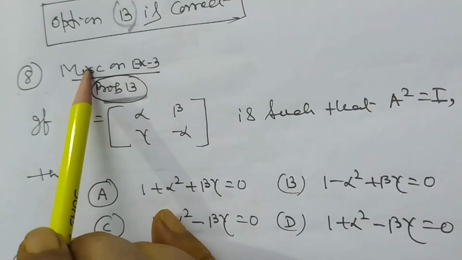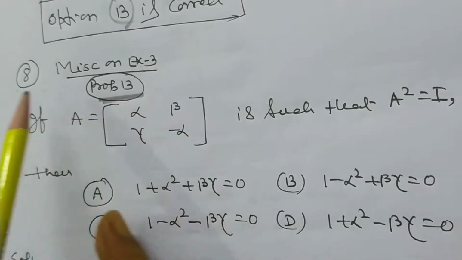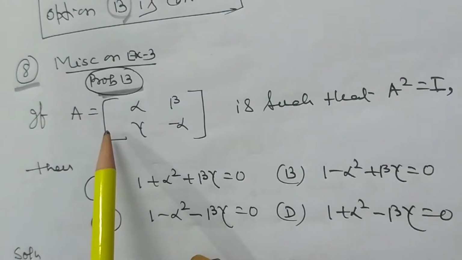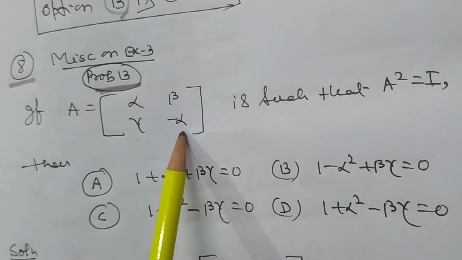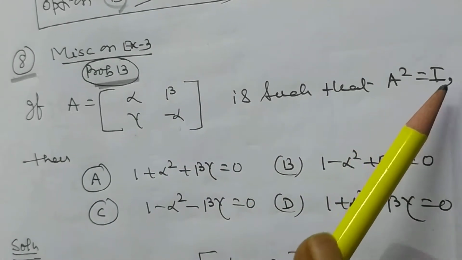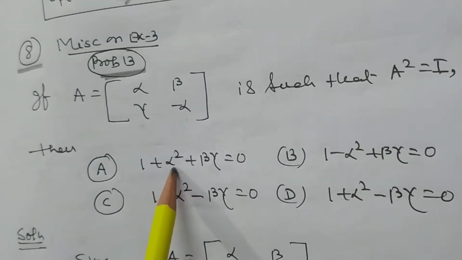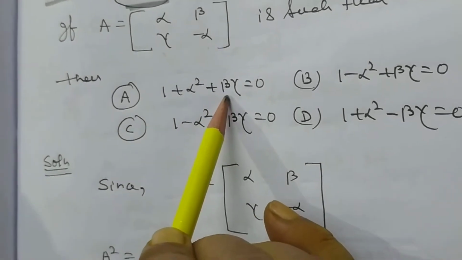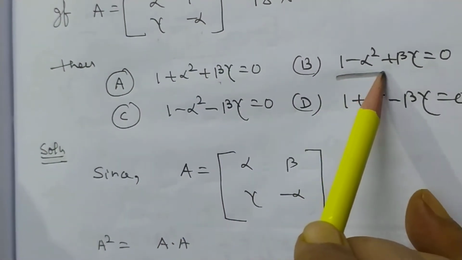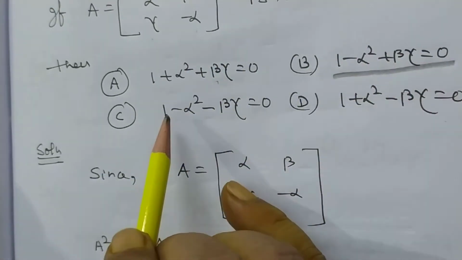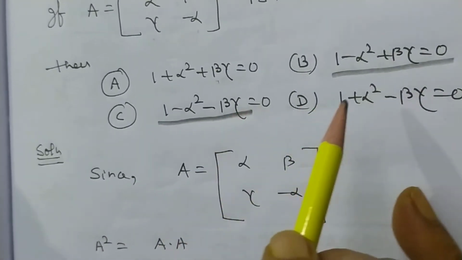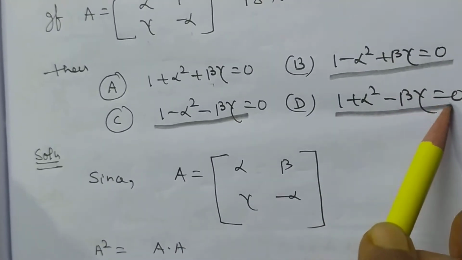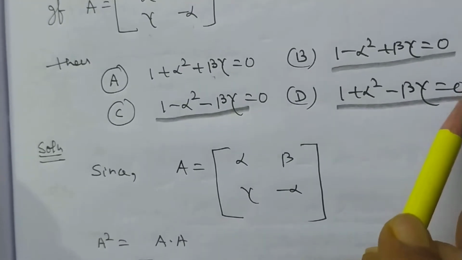Now my dear students, the miscellaneous exercise on matrices, chapter 3, problem number 13, and this is problem number 8. If A is equal to [alpha, beta; gamma, minus alpha] is such that A square is equal to I, then 1 plus alpha square plus beta gamma is equal to 0, 1 minus alpha square plus beta gamma is equal to 0, 1 minus alpha square minus beta gamma is equal to 0, or 1 plus alpha square minus beta gamma is equal to 0.